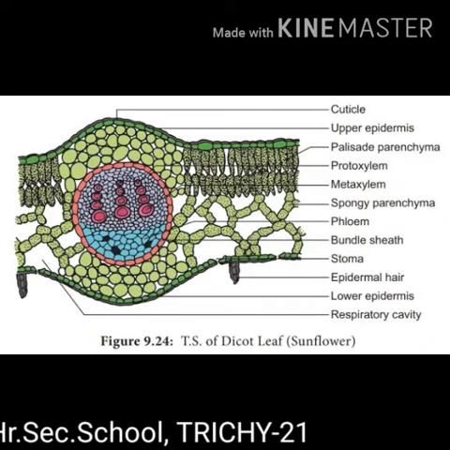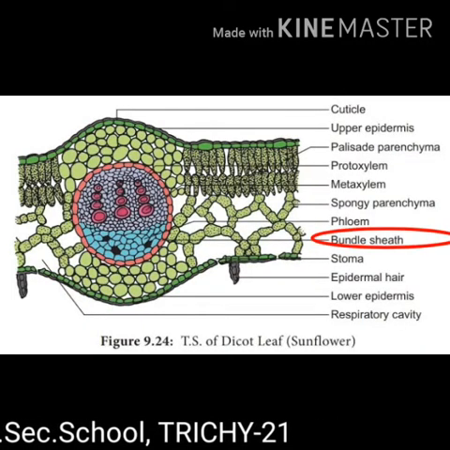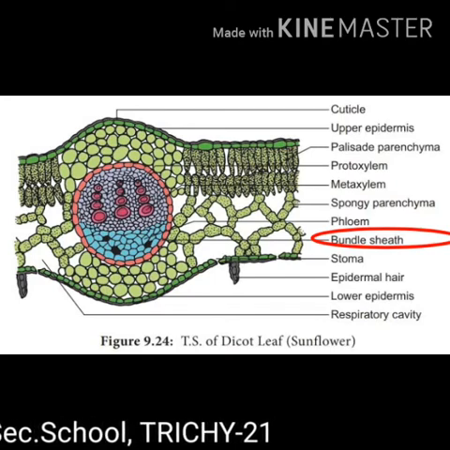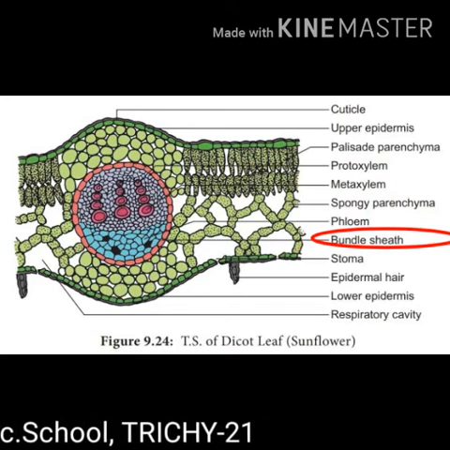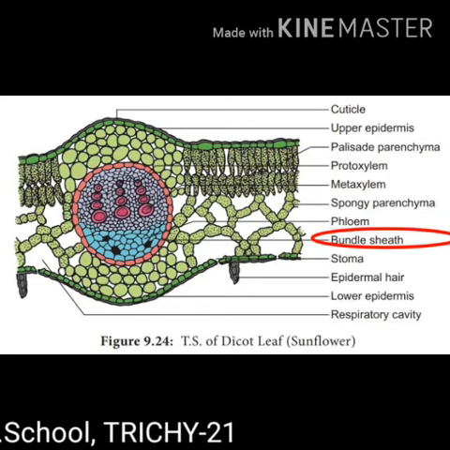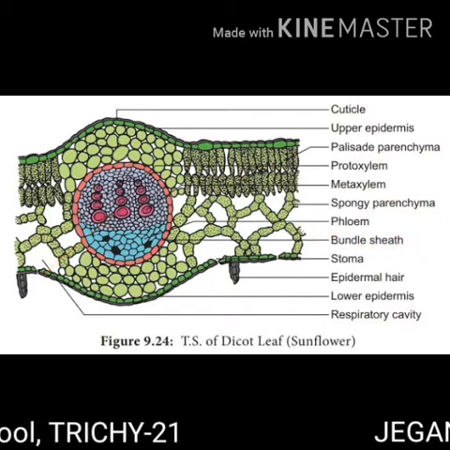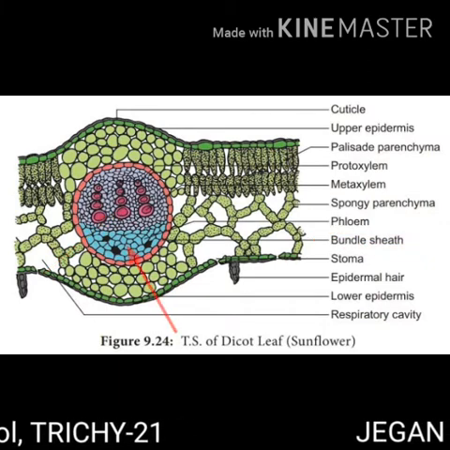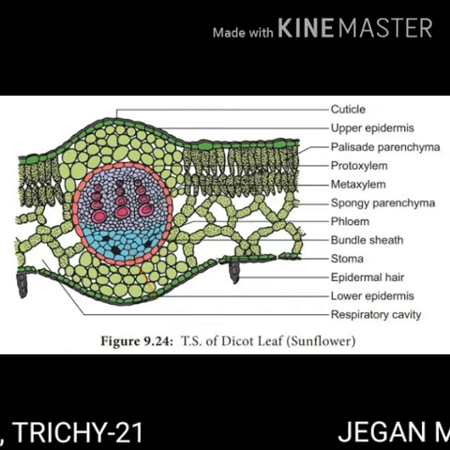Each vascular bundle is surrounded by a sheath of parenchymatous cells called the bundle sheath. Each vascular bundle consists of xylem lying towards the upper epidermis and the phloem towards the lower epidermis.